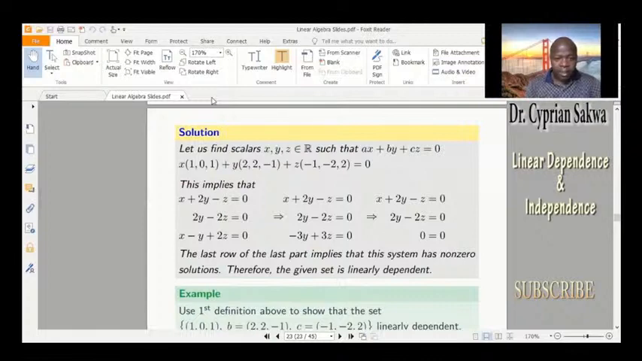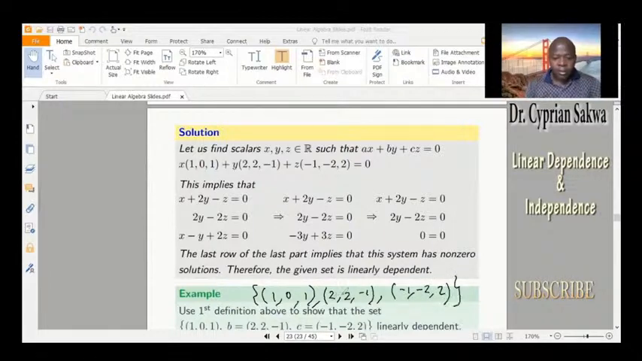It's the same example that we've done before, but I want to use the first definition because for the two previous examples, we used the second definition. So the question is, this example, I don't know whether it's clear here, but let me just rewrite it here. That is this set 1, 0, 1. Let me remove the b and just write 2, 2, negative 1, and this one as negative 1, negative 2, 2.